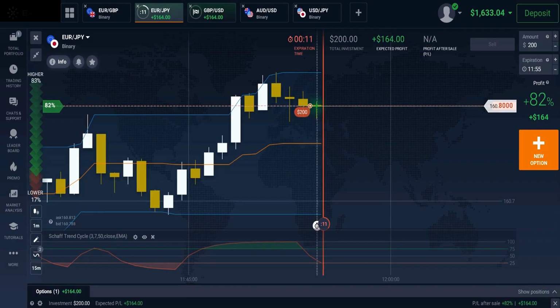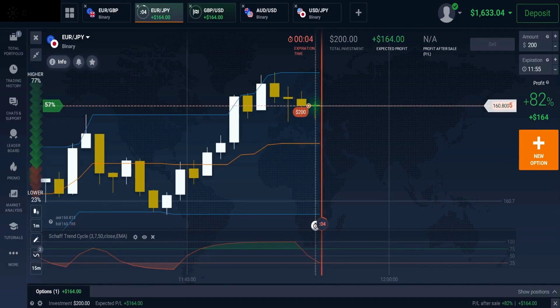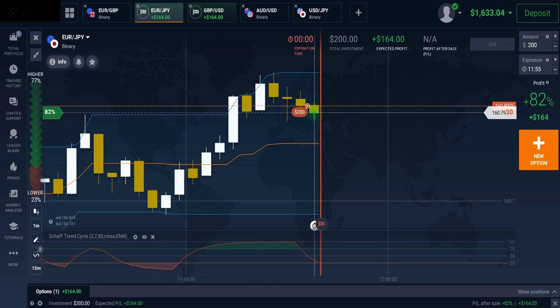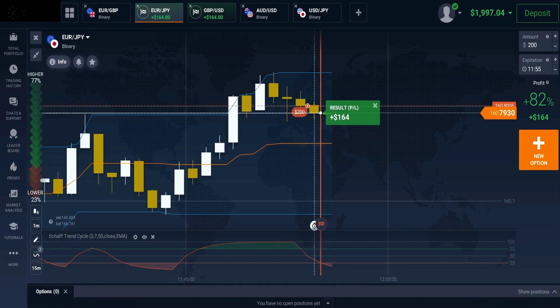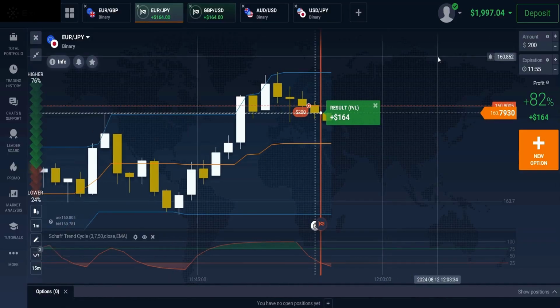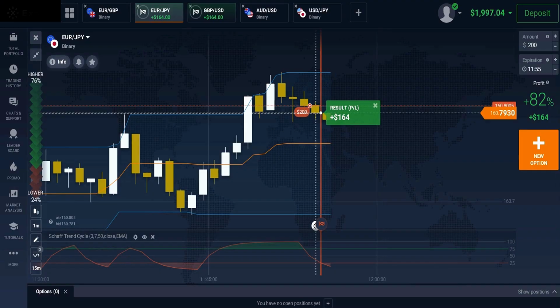Always use a 1-minute time frame and 1-minute expiry. Test the strategy on a demo account before going live. And just like that, we've secured another win. The price moved in our favor, and the strategy delivered once again. Now, we'll wait for the next perfect trade setup.